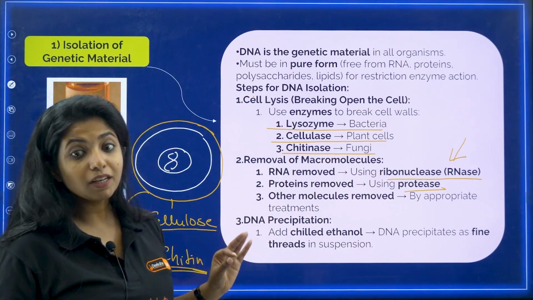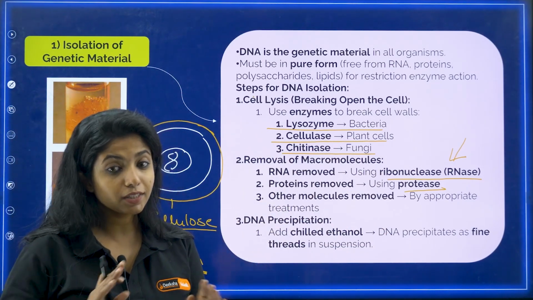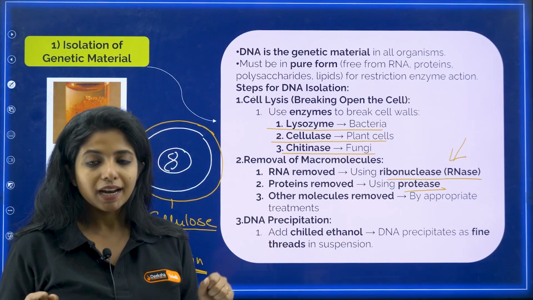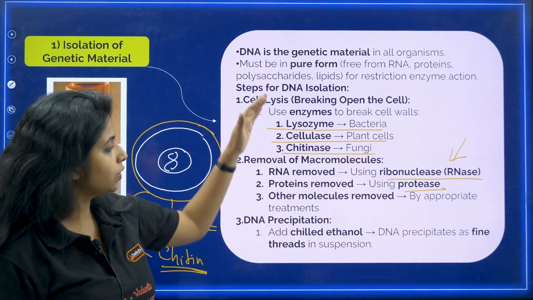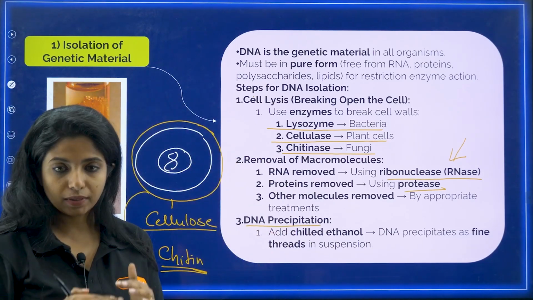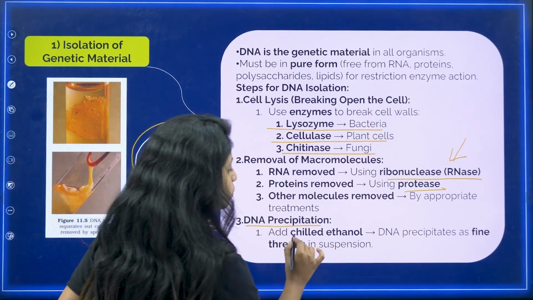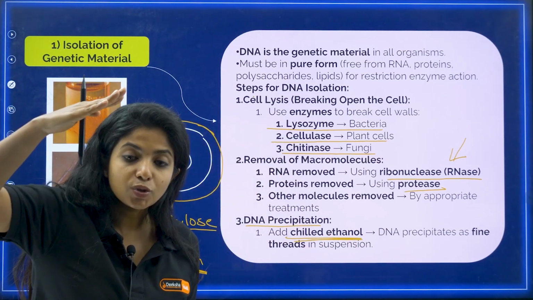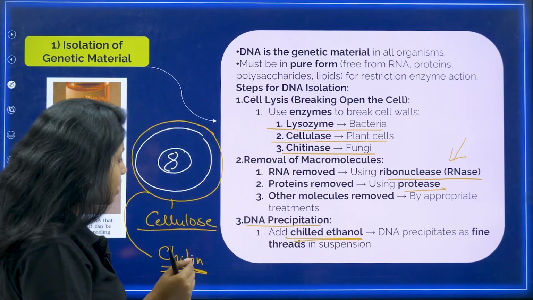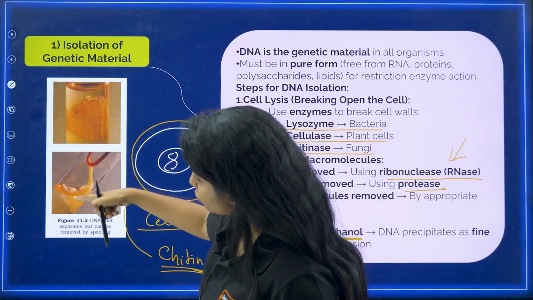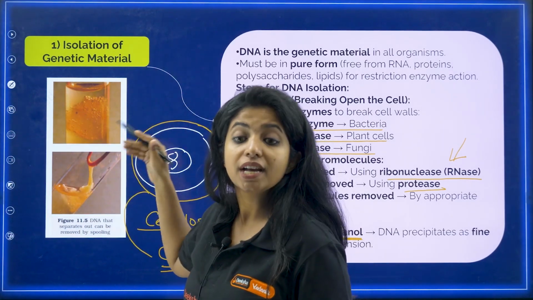Please do not use DNase. If you are using DNase, it is going to cut the DNA. You want the DNA to be intact, so please don't treat with that. Now, once you have treated with all of this, you allow the DNA to precipitate. You do that by adding chilled ethanol. When you add chilled ethanol, the DNA is going to precipitate like fine threads in a suspension, which you can see over here. The DNA which was there separates out like this when you put chilled ethanol.